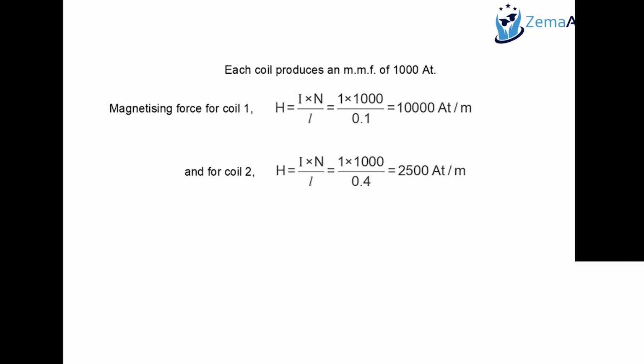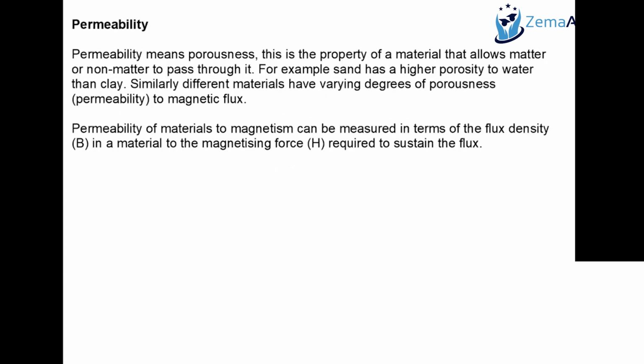That means if you have a shorter length of material with the same number of turns, it will produce a stronger magnetic field strength or magnetizing force. That's why the length of the material plays a significant part in constructing the transformer.